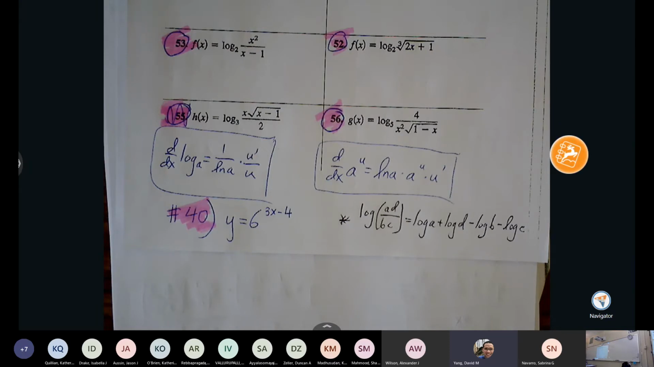Expand first. So this minus log of that. And also, when you do the derivative rule, make sure what shows up is going to be a natural log in your derivative.